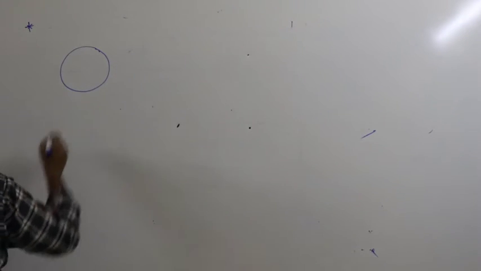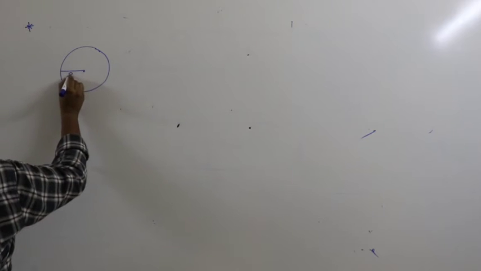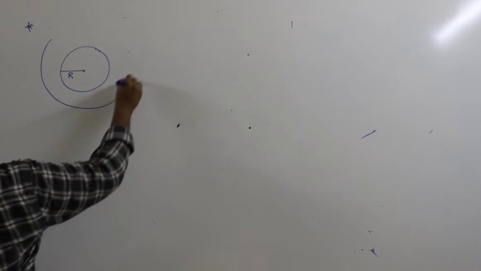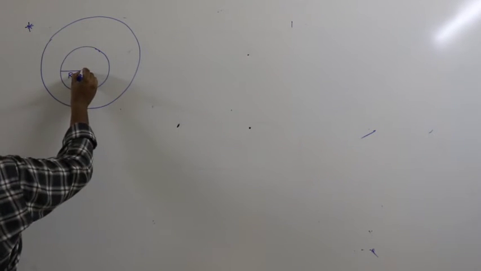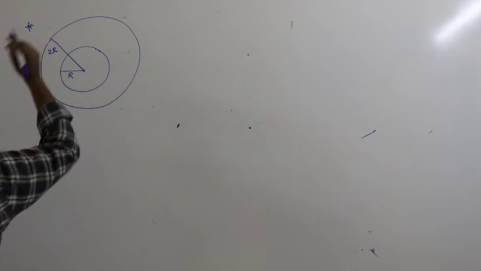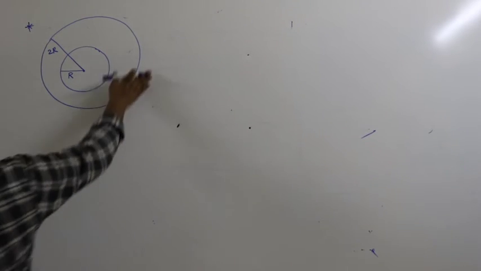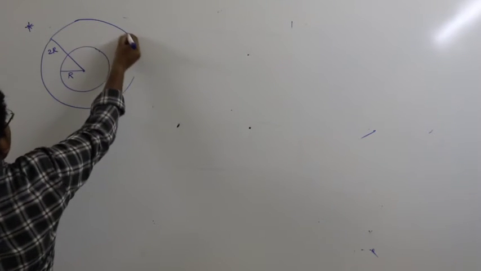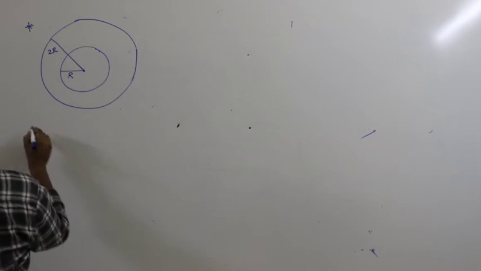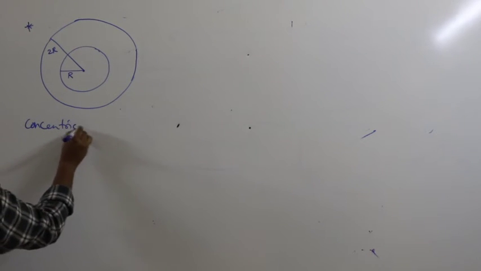So one more question here, based on spherical capacitors. There is a spherical shell of inner radius capital R, and again there is one more shell, the outer one, whose radius is 2R. So these are called concentric spherical shells.